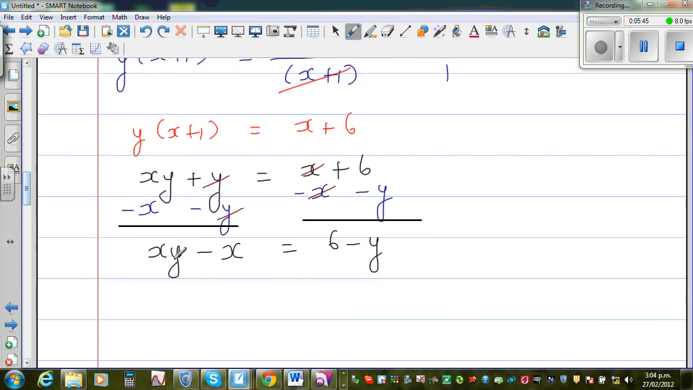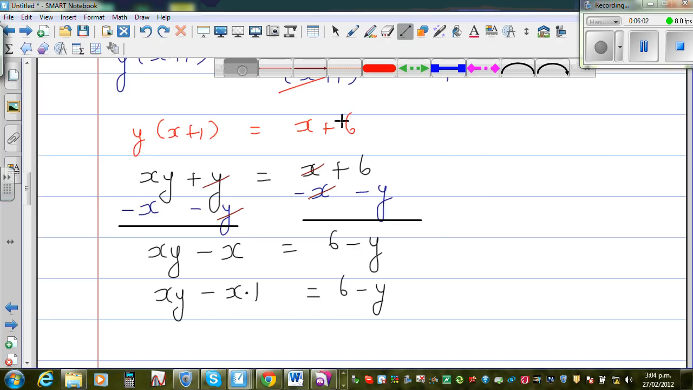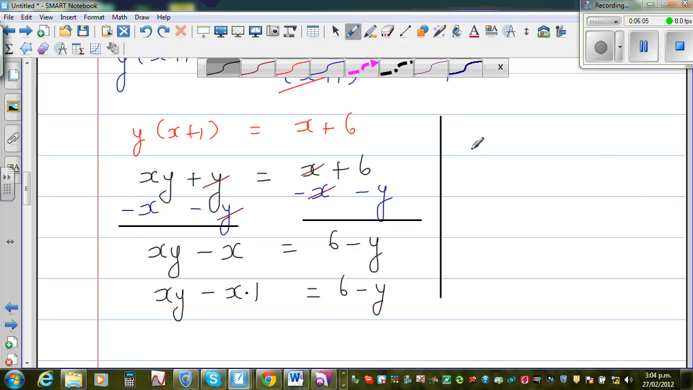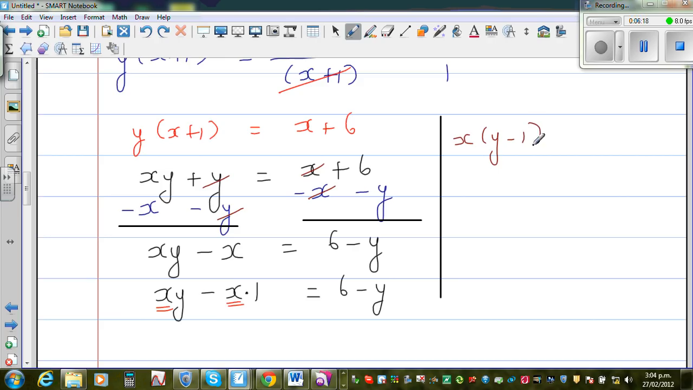Okay, now what can we do? Can we factor out an x here? So if you want to write one more step, this is xy minus x times 1 is equal to 6 minus y. So to do the next step, I can factor out an x. You have an x here and an x here. So if you factor out an x, you'll have x times y minus 1 on this side is equal to 6 minus y. So I want to get rid of this y minus 1. So this is x times y minus 1 over y minus 1.